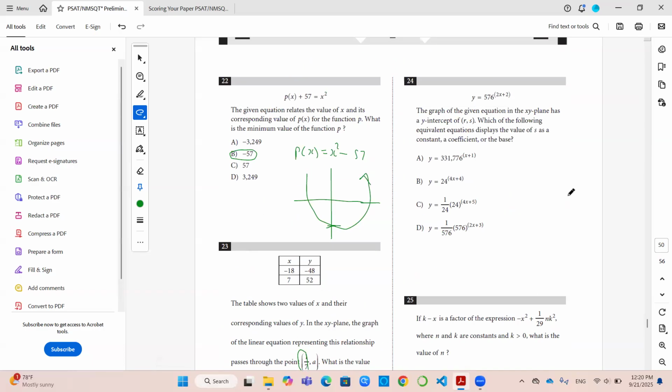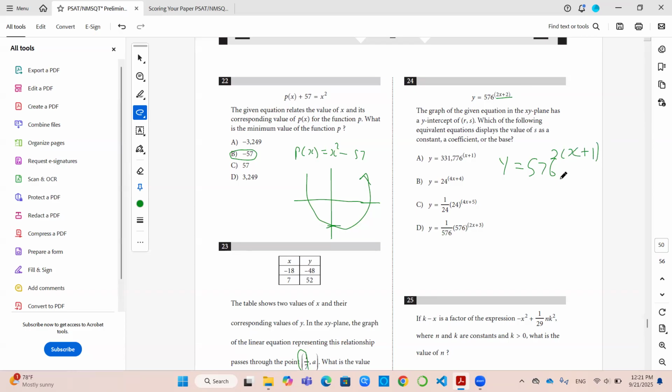The graph of the given equation in the xy plane has a y-intercept of r, s. Which of the following equivalent equations display the value of s as a constant, a coefficient, or a base? Now, these kind of problems. Do I see a common factor here? Yes, that's a 2. So what I can do is y equals 576. I can pull the 2 out and then write it as x plus 1 here.